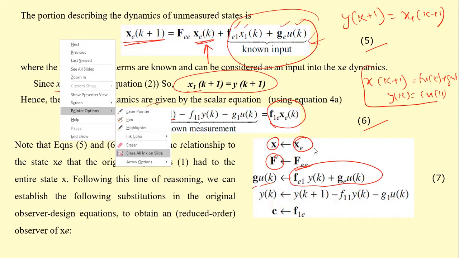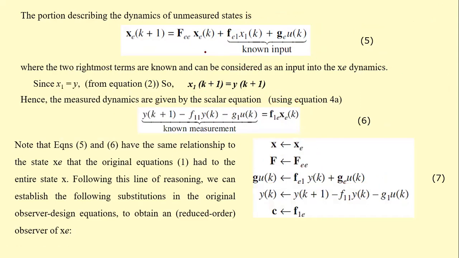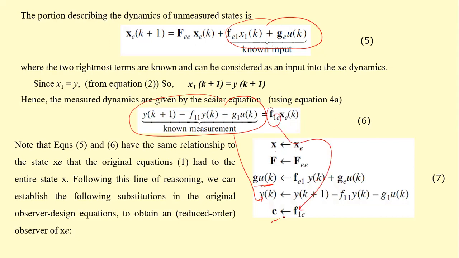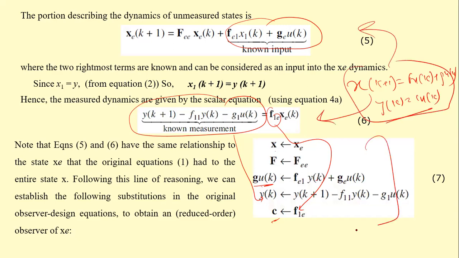So if we see this xe as x, F double e as F capital F here, and this whole combination replaced with Guk, and yk replaced with yk here, and C replaced with F1e, we will get the same equation: xk plus 1 is equal to Fxk plus Guk, yk is equal to Cxk, right? So when we compare this equation with these two equations, we'll get these parameters.